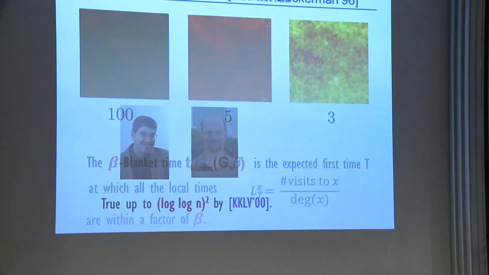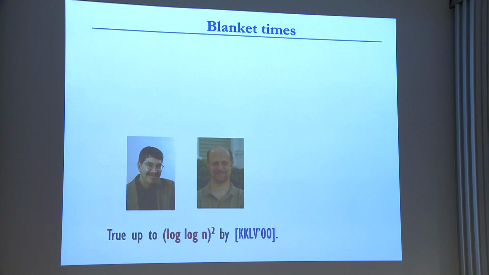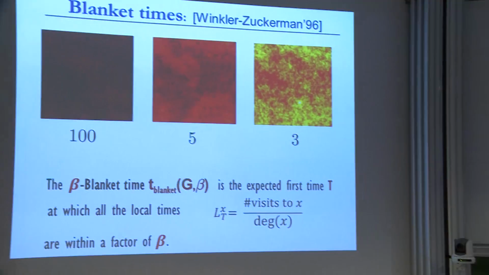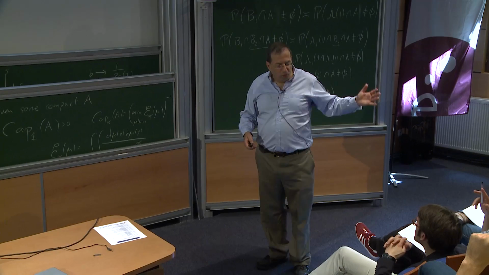This is a conjecture of Winkler and Zuckerman, and it concerns the blanket time. So when you reach the cover time, you have visited every vertex in the graph, but non-uniformly. The last vertex you reached is visited once, and by that time there will always be some other vertices that are visited many times. Even in the complete graph, when you cover it, this is just coupon collector, you reach some vertex once. Most vertices are visited log n times by that period.